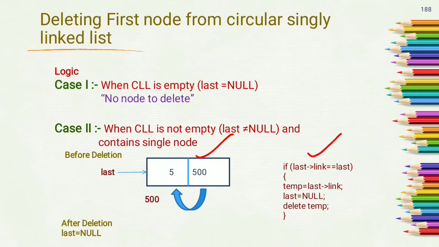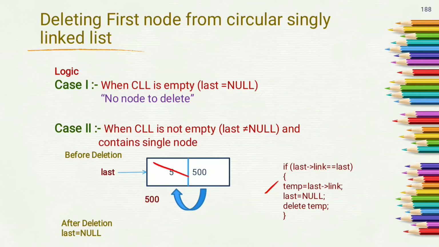We can write temp equals last arrow link, that means 500, or you can write temp equals last, because value of last link and value of last is same. So either you can write temp equals last arrow link or temp equals last.